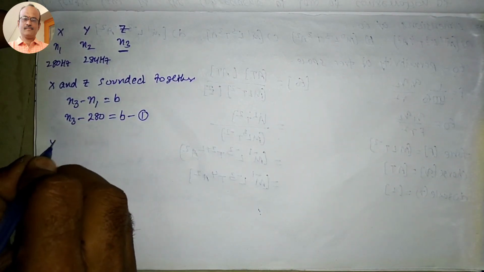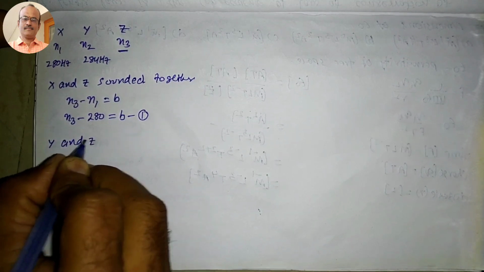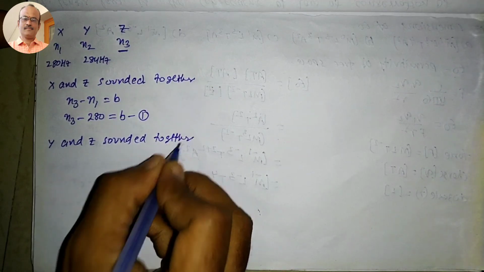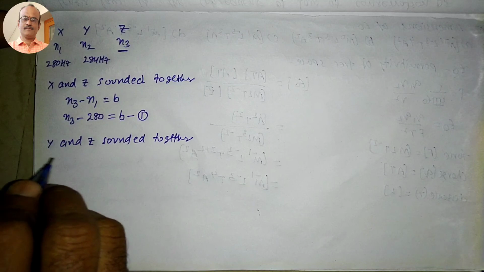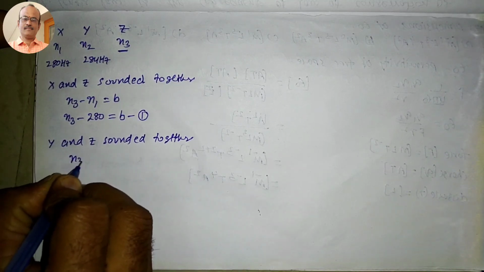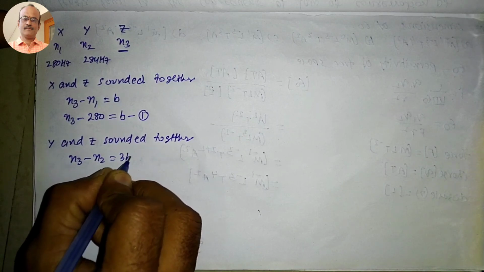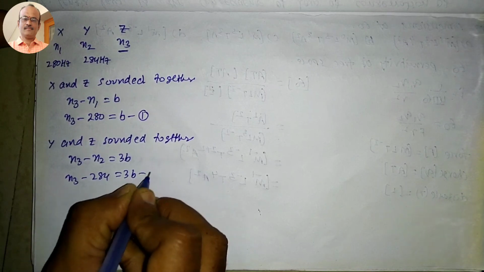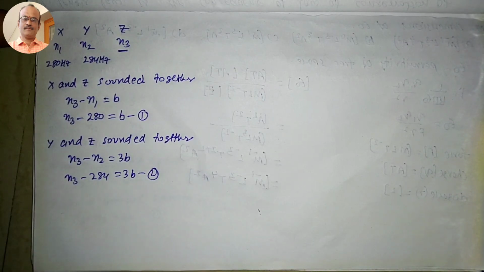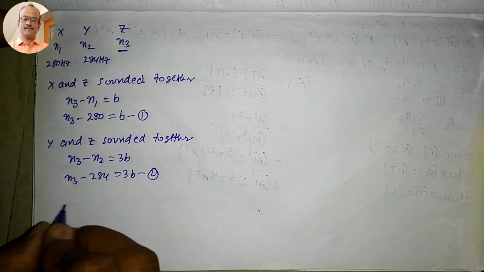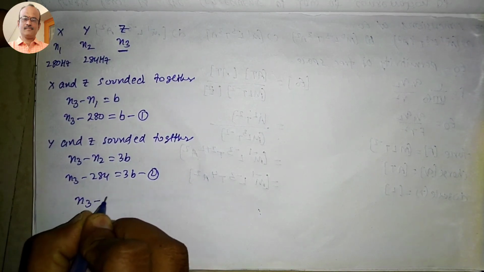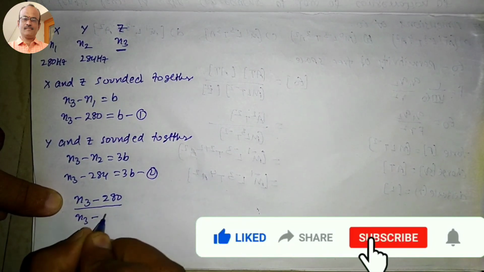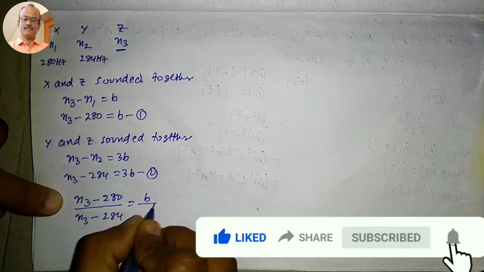Then afterwards, Y and Z sounded together. Then that frequency is thrice as great. So that means N3 minus N2 is equal to 3B. That means N3 minus 284 is equal to 3B. That is the second equation. So from these two equations, I am dividing them like this: N3 minus 280 divided by N3 minus 284 is equal to B divided by 3B.